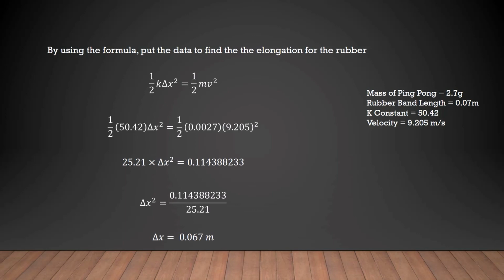Hence, we get the value of 25.21 multiplied by delta x squared equaling 0.11438. To find delta x squared, we need to divide 0.11438 by 25.21 and finally square root the answer to get delta x equals 0.067 meter.